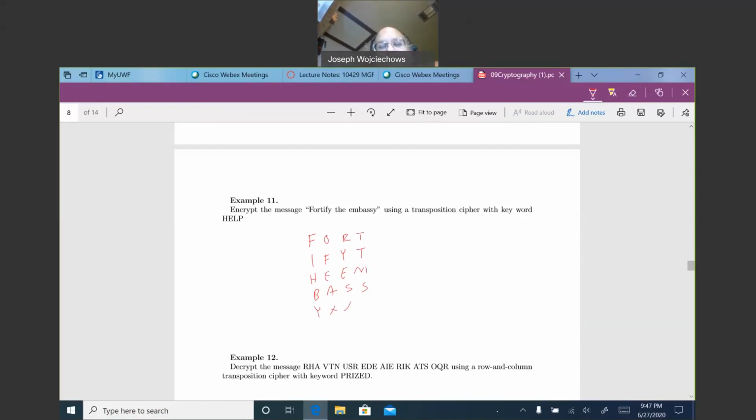And again, our nonsense X's. They don't have to be X's. They can be different letters. A lot of times you use ABC or XYZ or something of that nature. So now we're doing help.